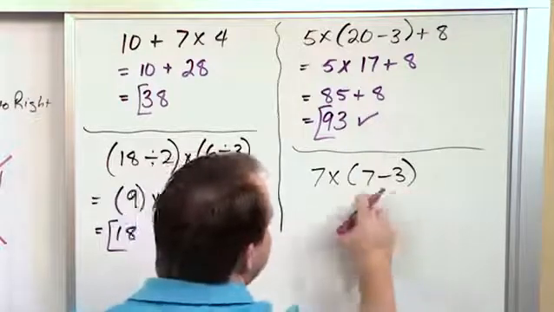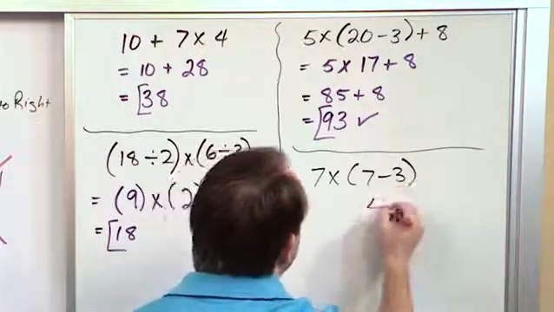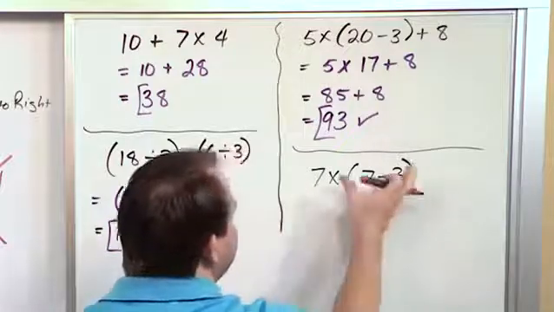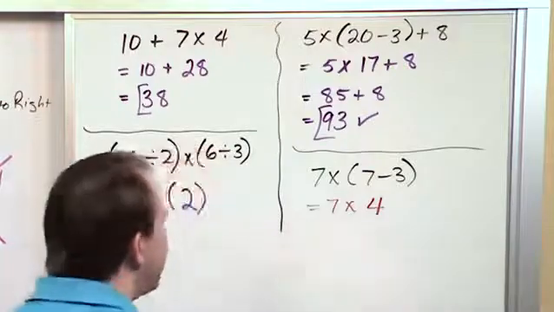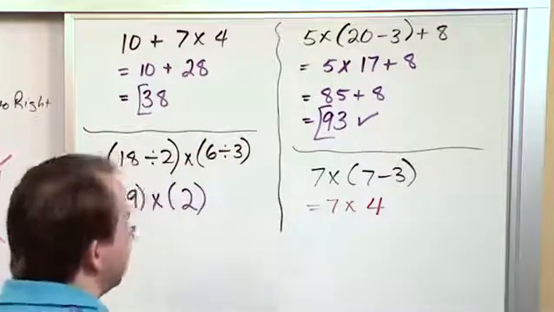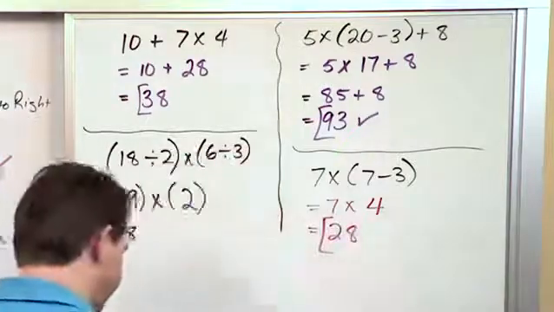There's no multiplying or dividing in here, so we don't worry about that. We just go to the subtraction. 7 minus 3 is 4. We can drop the parentheses now because we've tackled what's inside of there. The times 7 remains because we haven't done that yet. And then the very last thing that we do is 7 times 4 is 28. And that is the final answer.